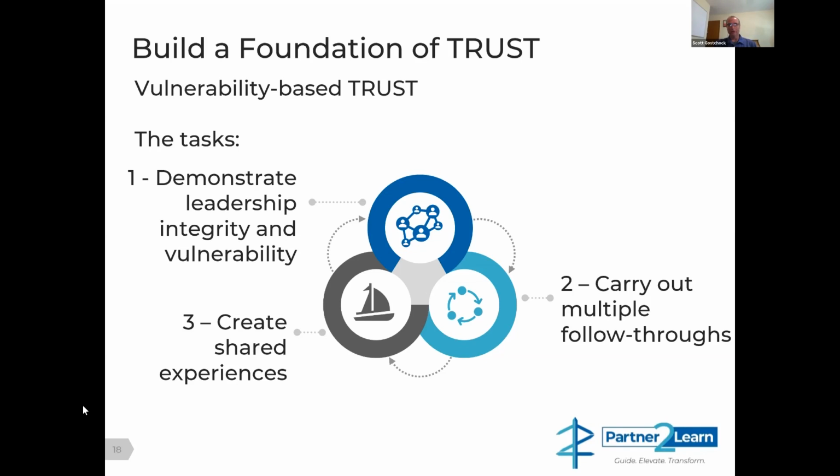One, demonstrate leadership integrity and vulnerability. And that means that people can see you sweat, that you don't have all the answers, that it's okay to be wrong. It's okay to need help and to tap into those other strengths. Back in the day in college, when I was working towards an education degree to be a teacher, the mantra was, don't let the students see you sweat. Don't ever admit you're wrong.